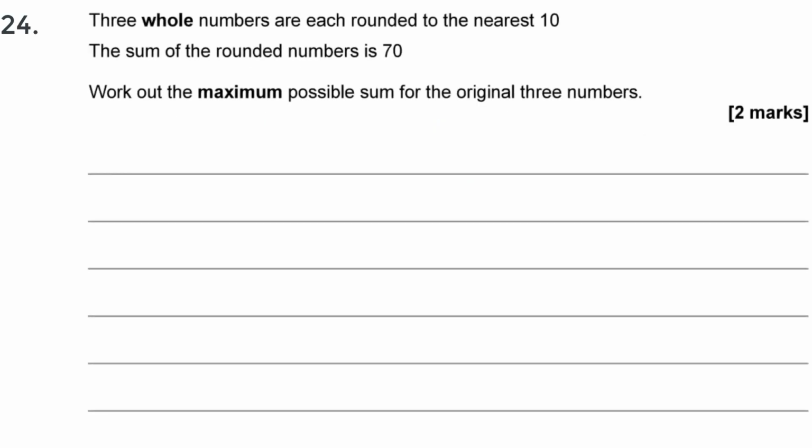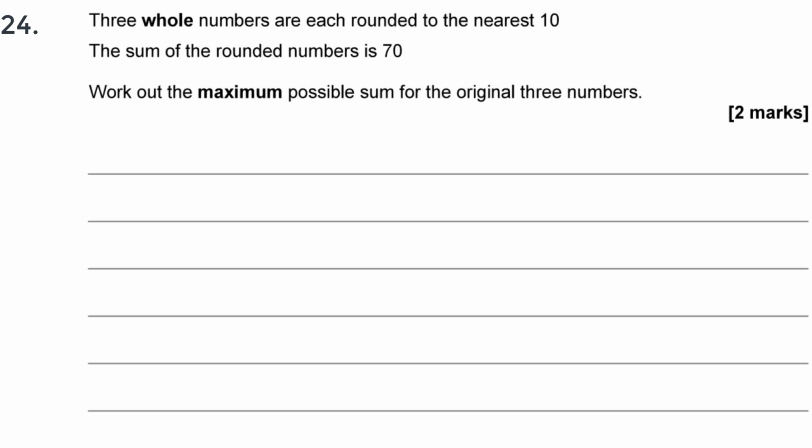Three whole numbers are each rounded to the nearest 10. The sum of the rounded numbers is 70. Work out the maximum possible sum of the original three numbers. And that's quite a confusing question, really. I think sometimes if it's not clear how to proceed, then perhaps let's just try and do some numerical answers and see if we can work out what patterns there are or what the underlying things are. So let's have a look.